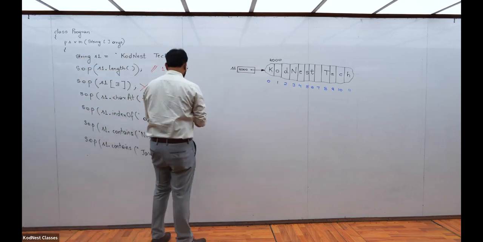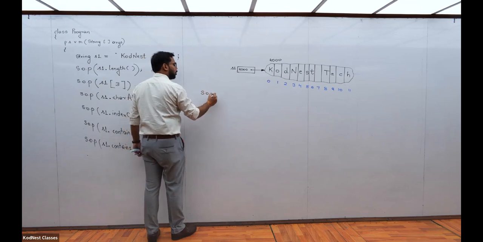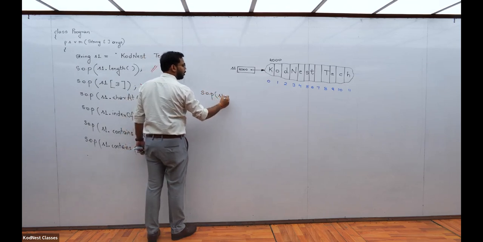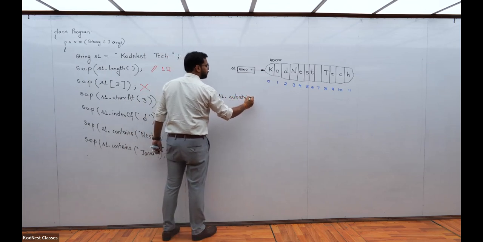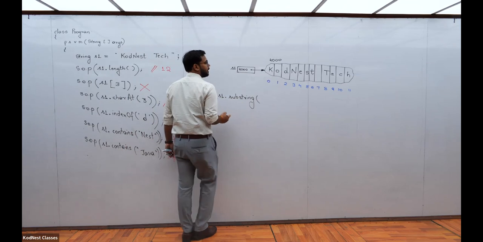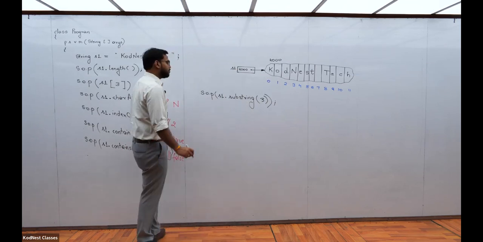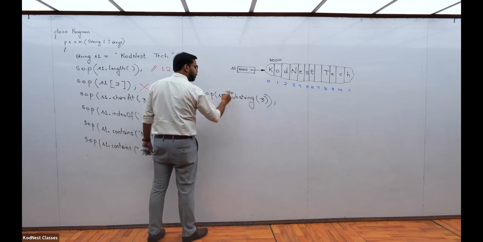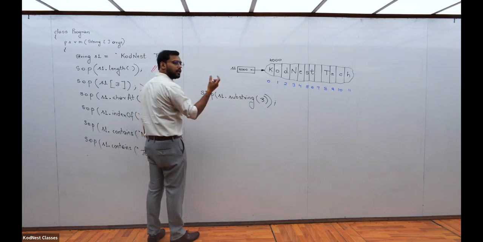Like that, one more method. System.out.println S1 dot substring method. And maybe here I will give 3. What am I telling here? 3. Whenever I write substring, by the name only you will understand. What will it return to you? It will return a substring.